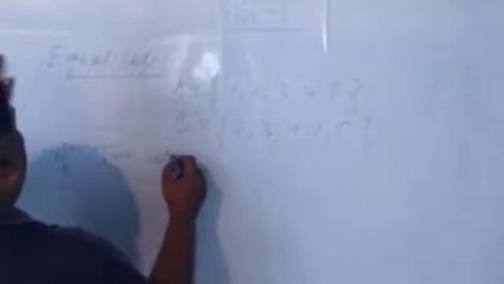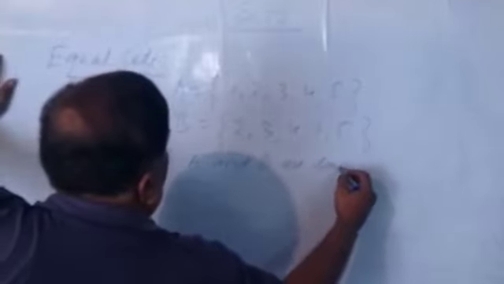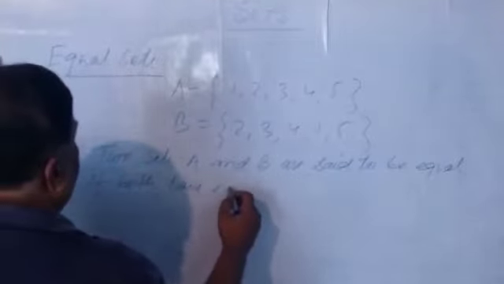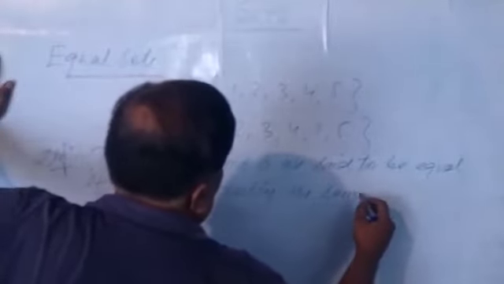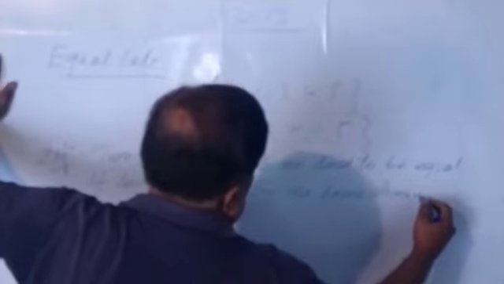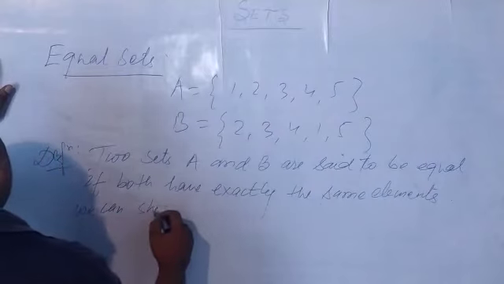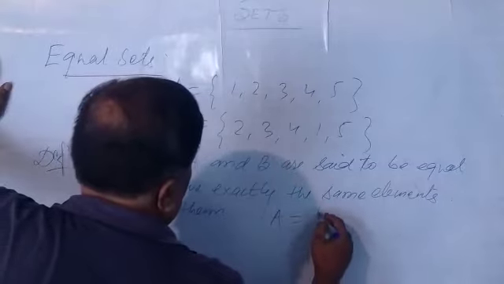Two sets A and B are said to be equal if both have exactly the same elements, and we can show them as A equal to B.